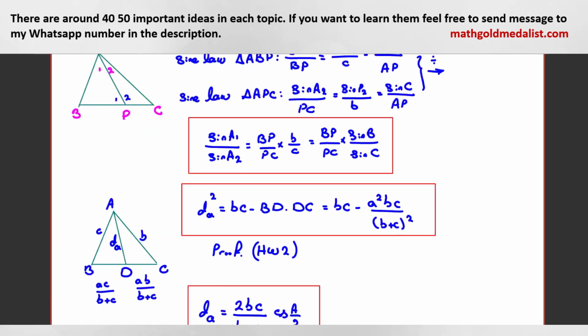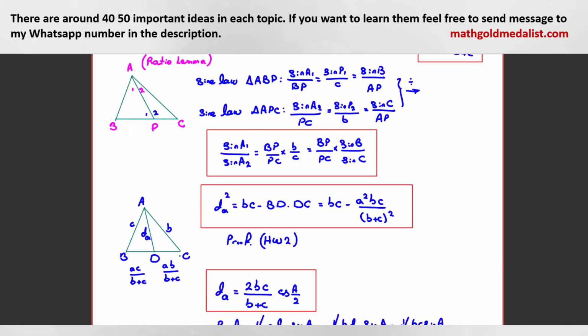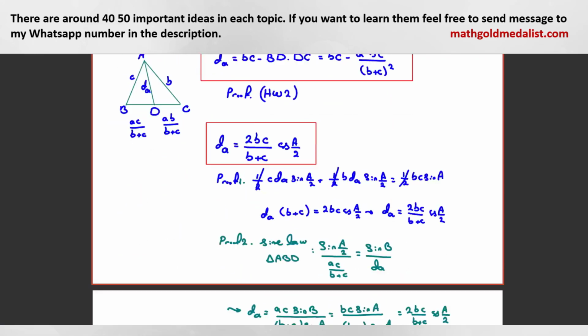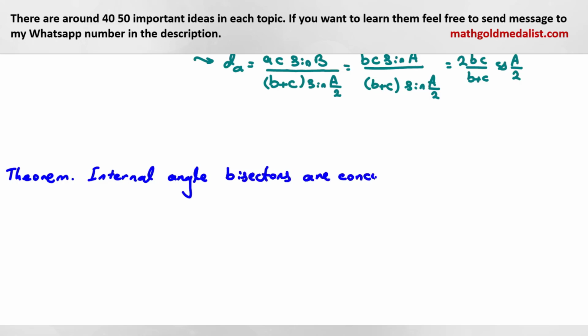Okay, so we've reviewed the angle bisector theorem, and the BD, DC, DA we found. Now, we proved why medians are concurrent, right? Now we want to prove that internal angle bisectors are concurrent. Try to prove this one.